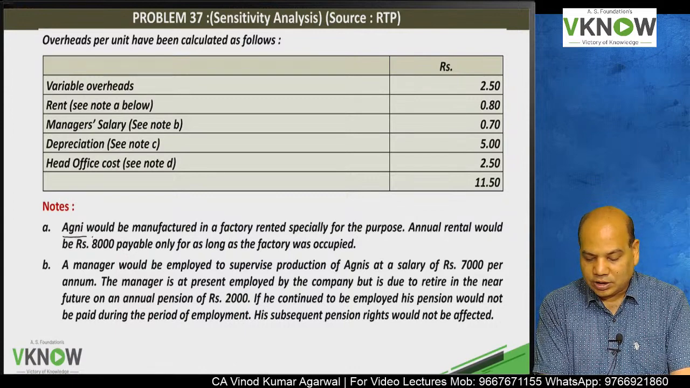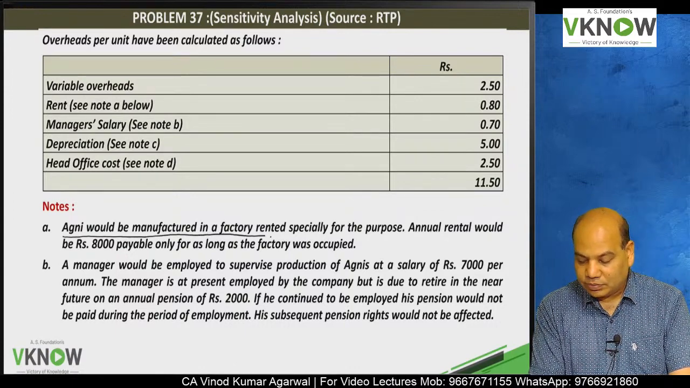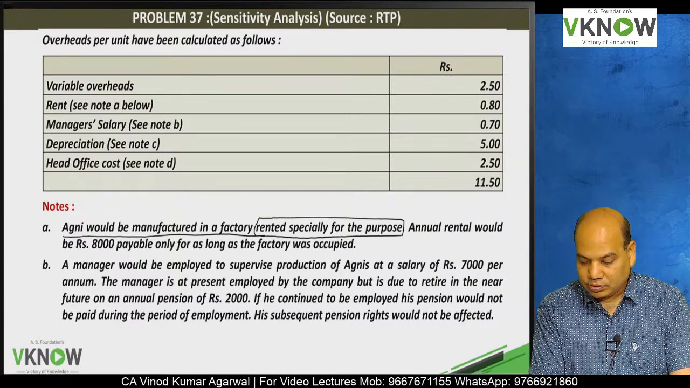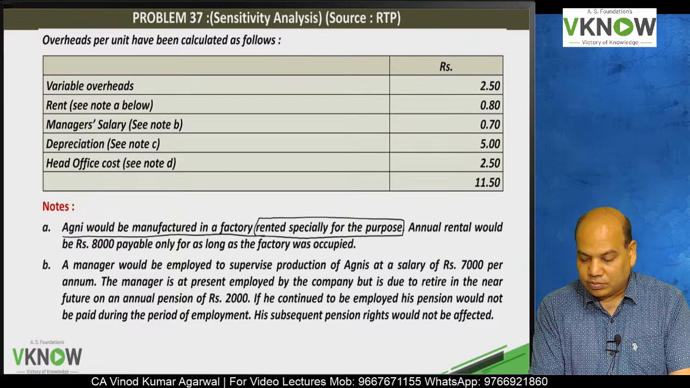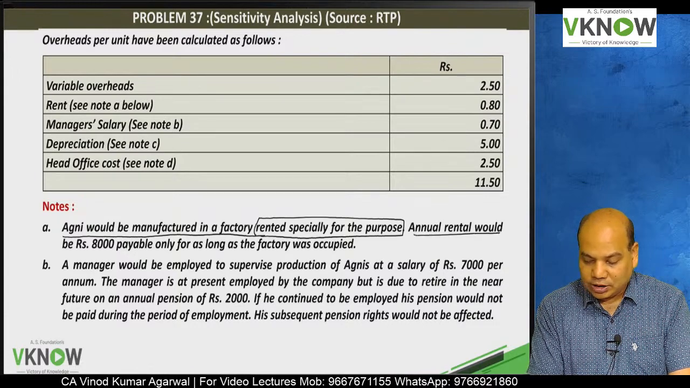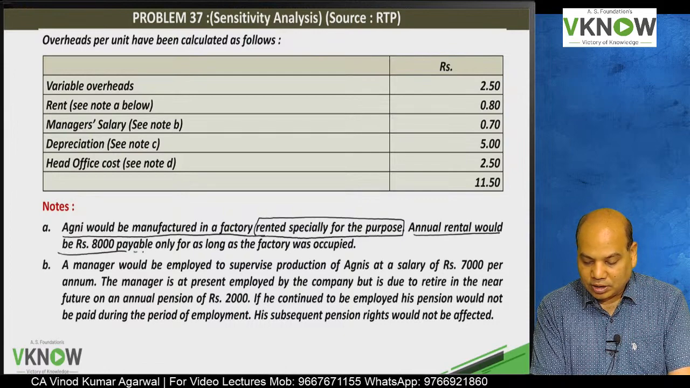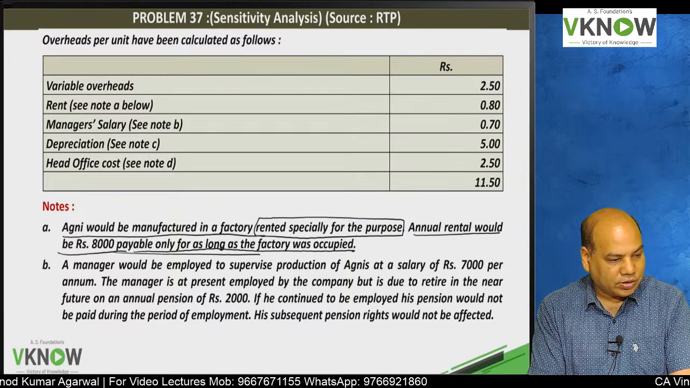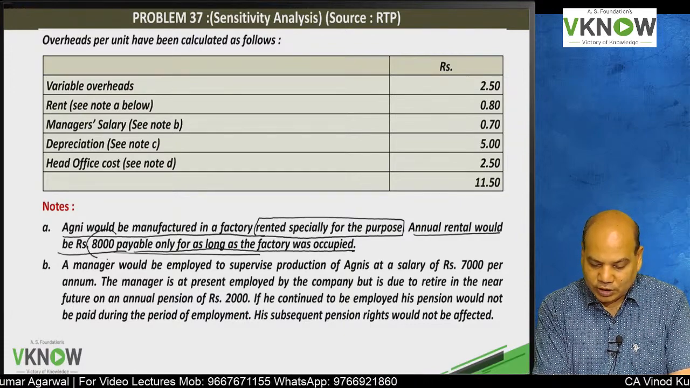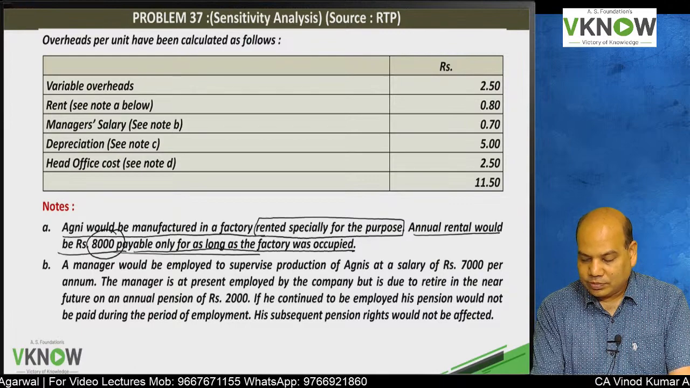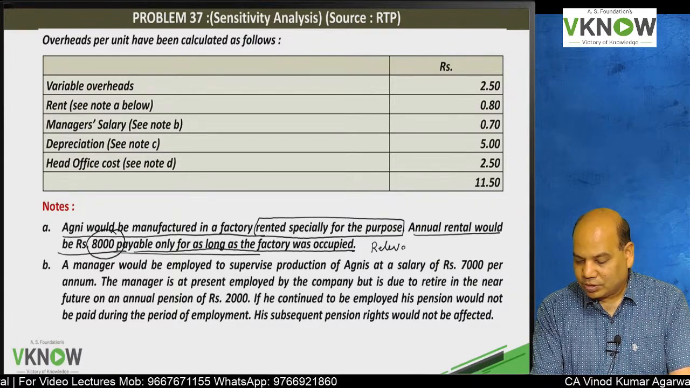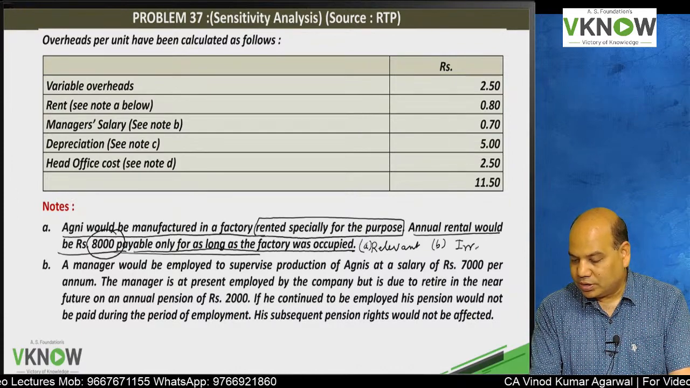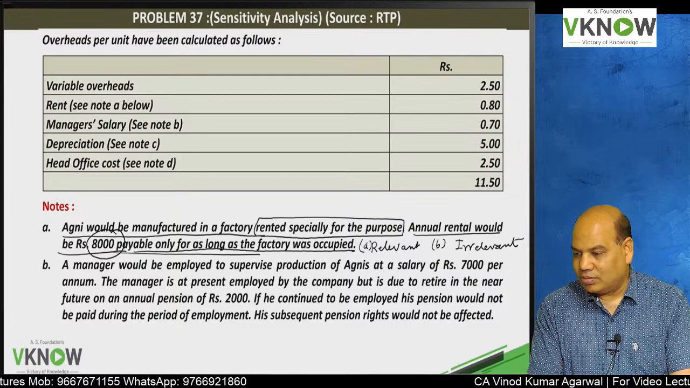Note number A says Agni would be manufactured in a factory rented specially for the purpose. This factory was rented for manufacturing of Agni. Rental would be 8,000 payable as long as the factory was occupied. As long as the factory was occupied. So it's a fixed overhead. But my question is, option A, is it relevant? And option B, is it irrelevant in decision making?